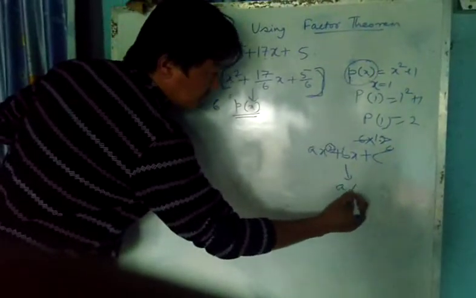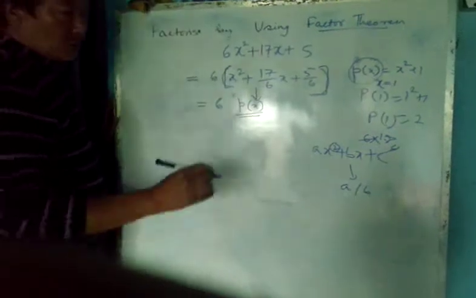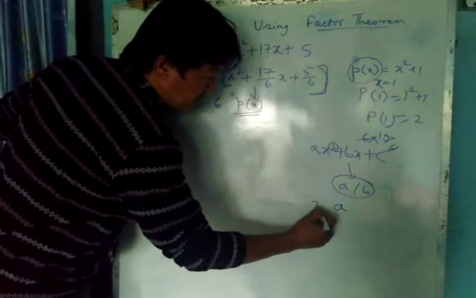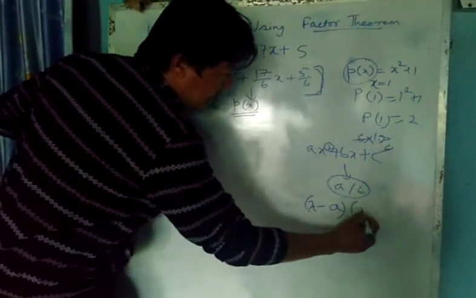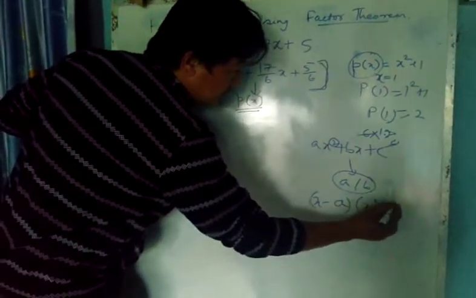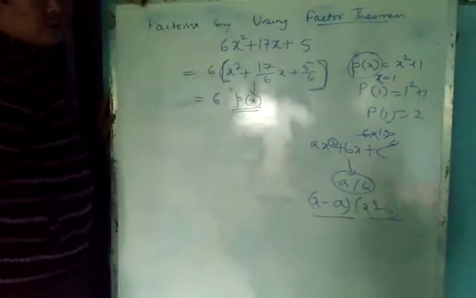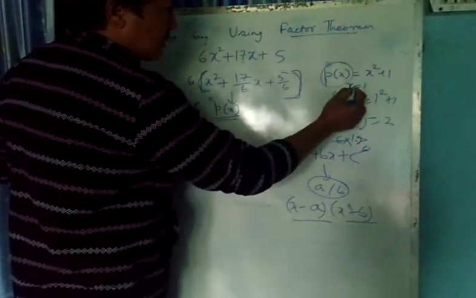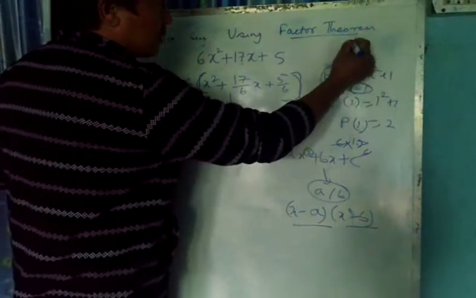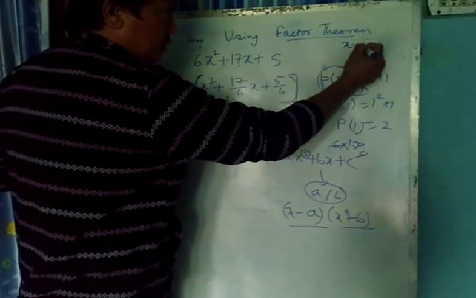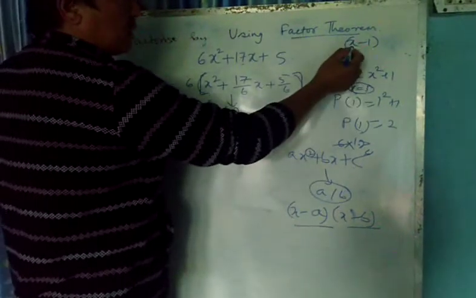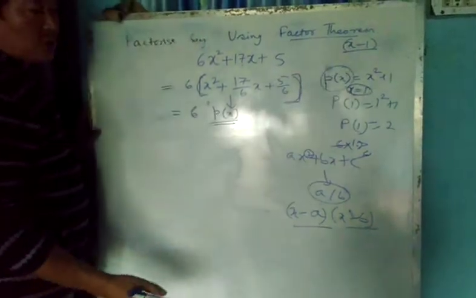Let them be a and b. If we convert these zeros into corresponding polynomials, then you will have x minus a and x minus b. So these two are the factors, whereas a and b are the zeros of the polynomial. For example, if x equal to 1 is the zero, and you convert it into the corresponding polynomial, then you will have x minus 1 as your factor.